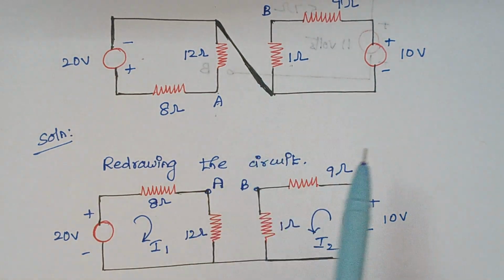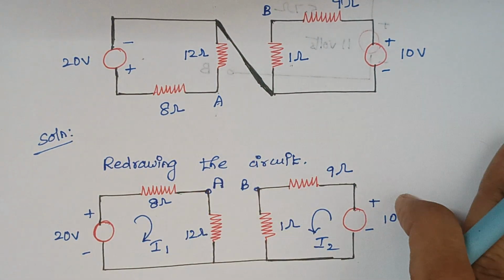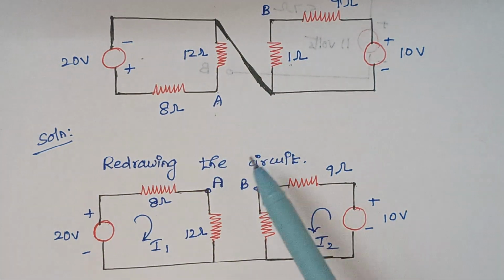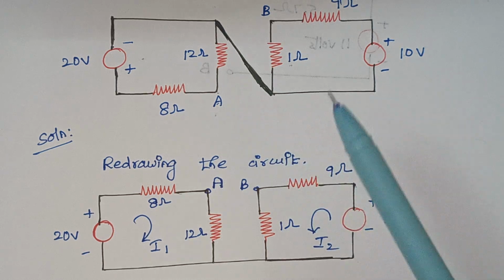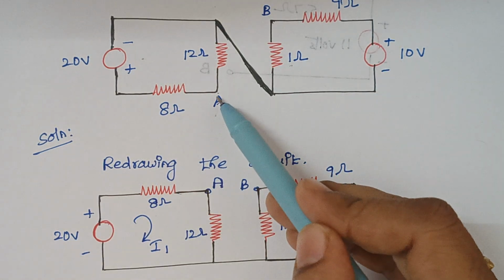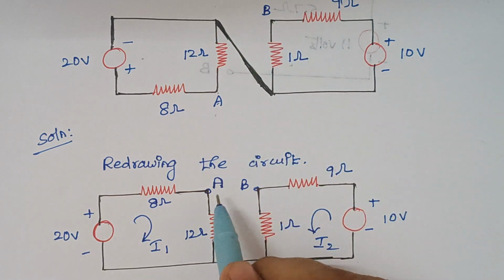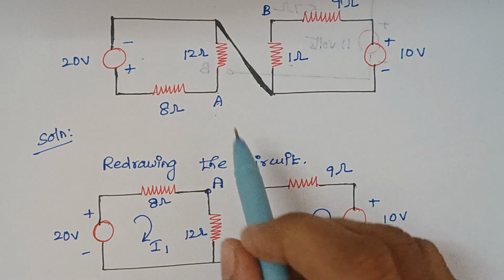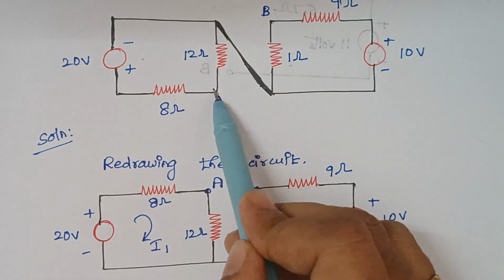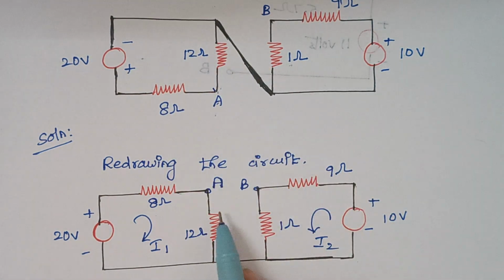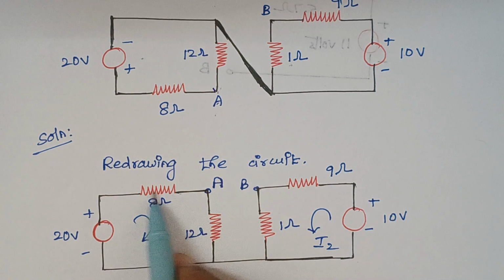You see, this B side remains as such. Only we are redrawing this A part. So when you redraw this A part, we are moving this A terminal upwards. When you move this A terminal upwards, you just mark it as A. So to this A, what are all the resistors that are getting connected? One is 8 and another one is 12. So the same way, 12 ohms and 8 ohms.